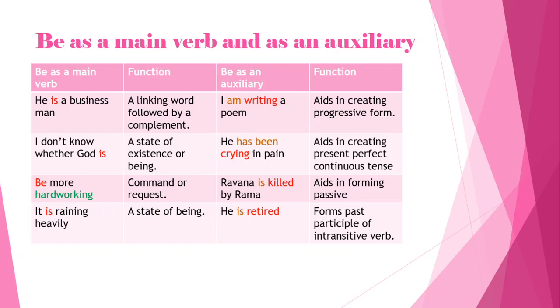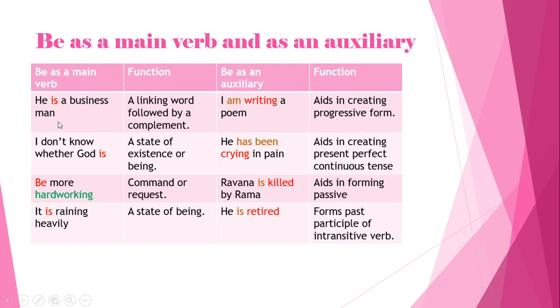So in the first sentence, if you can see it, it is "He is a businessman." Can you identify the verb in that sentence, "He is a businessman"? It is "is". So is there is functioning as what? A linking word. Here you can replace it as a linking verb too.